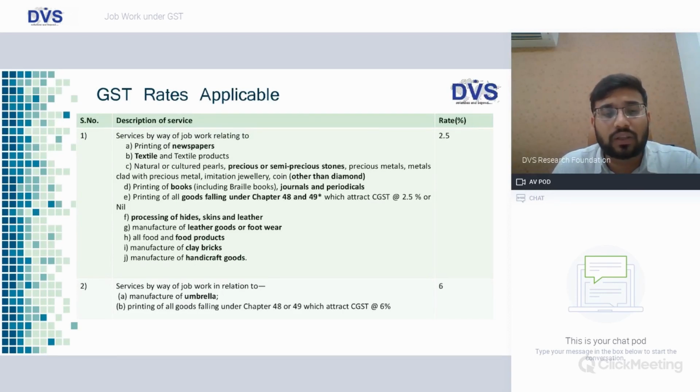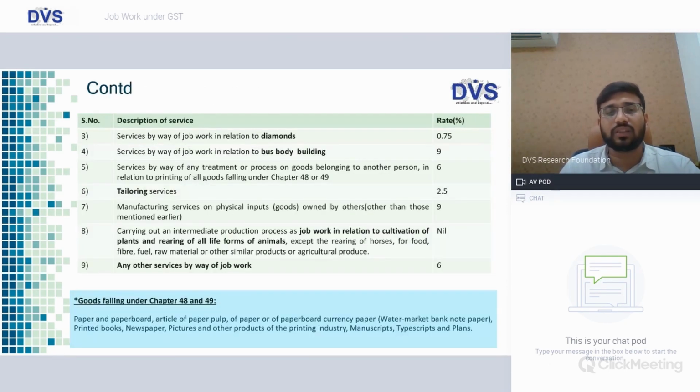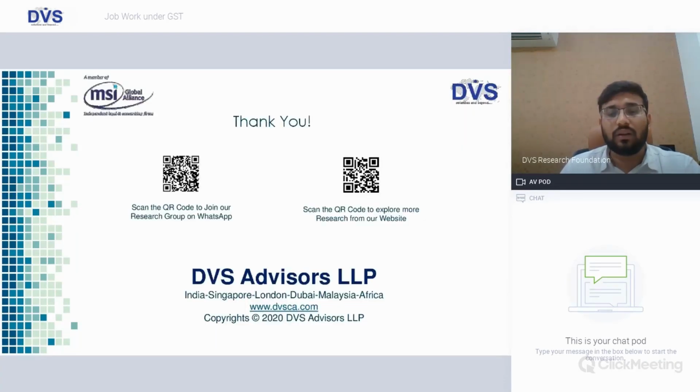Services by way of job work in relation to manufacture of umbrella, printing of all goods falling under 48 to 14, which attracts CGST at 6%, it would be 6%. So under 48 and 14, whatever goods are charged at 2.5% or nil, the job work service charge rate would be 2.5%. If at 6%, the job work service charge rate would be 6%. Services by way of job work in relation to diamonds, 0.75%. Services in relation to bus body building, 9%.